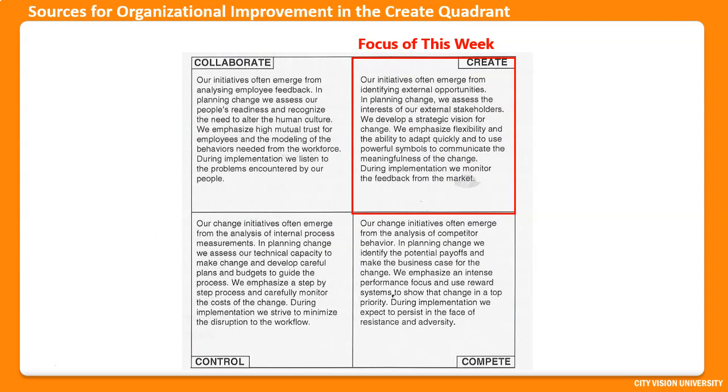So there's a question of how do you improve the organization, and in the Create Quadrant, you're looking for new opportunities. This is the person who's scanning the horizon. Whenever the internet first came out, if you had a thrift store, this would be someone who identified that we should be selling books online, or other things along those lines. It also involves doing a lot of stakeholder analysis, talking with a lot of people, creating strategic vision, thinking about how to communicate that vision, and monitoring market feedback.